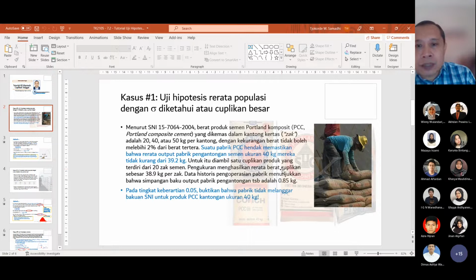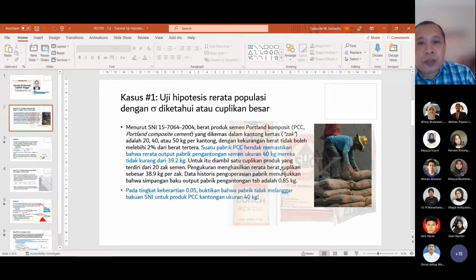Jadi suatu pabrik semen ini ingin memastikan bahwa rata-rata output pabrik pengantongan mereka untuk produk 40 kiloan, ya, kemasan 40 kiloan, itu nggak kurang dari 39,2. Jadi kalau kalian lihat, 39,2 ini adalah 98% kali 40 kilo. Intinya mereka ingin memastikan bahwa pabrik ini mematuhi SNI.